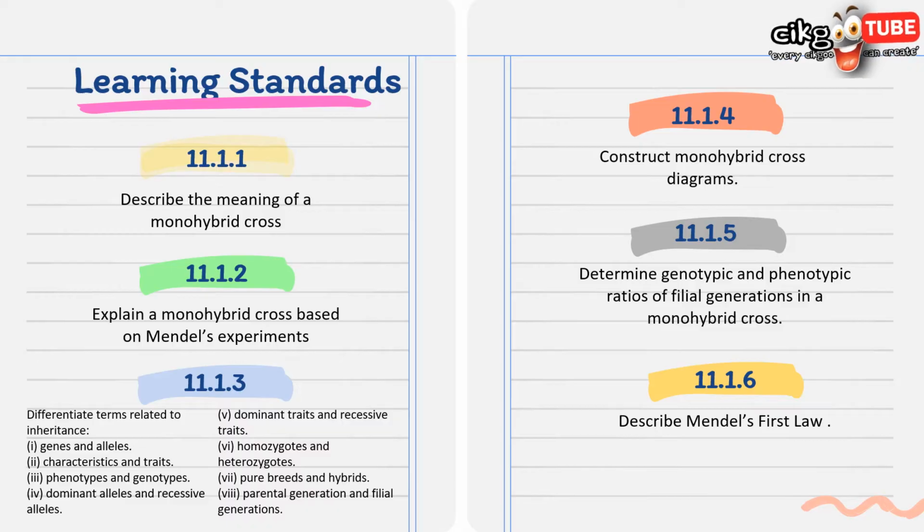Alright, so before we go further, let's look at the learning standards. In this lesson, you are going to be able to describe the meaning of monohybrid cross, explain a monohybrid cross based on Mendel's experiment, and then differentiate the terms related to inheritance. Then you're going to construct monohybrid cross diagrams, and determine the genotypic and phenotypic ratio of filial generation in monohybrid cross, and also describe Mendel's first law.